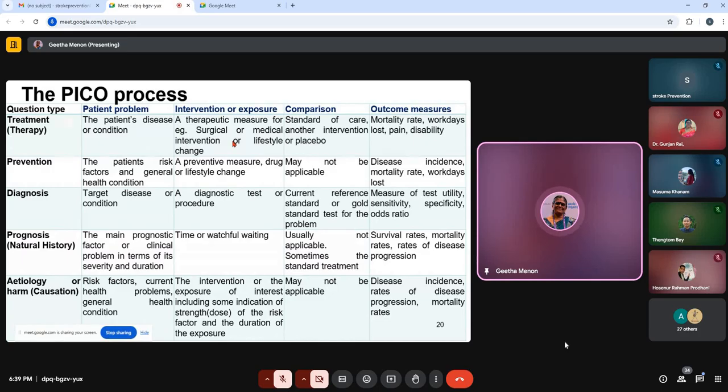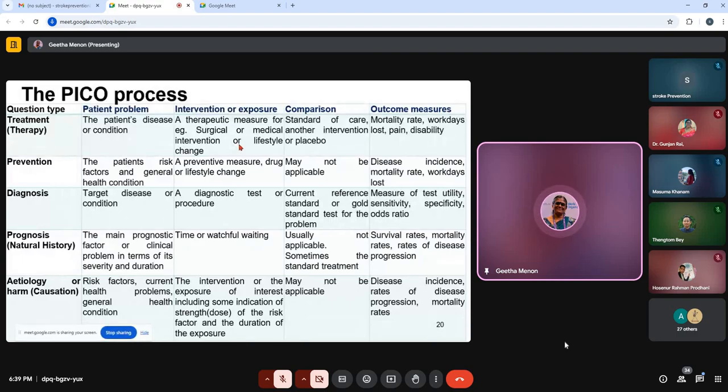Similarly, we can talk about the PICO process for other kinds of disease studies also, whether it is a prognostic study or a cohort study, where the patients who have the prognostic factor, who are followed up over a period of time, could be the patient population, or the P component. The intervention could be just the time for an event to occur, and then the outcome measures. So these are the various PICO processes for every kind of study that we can think of.